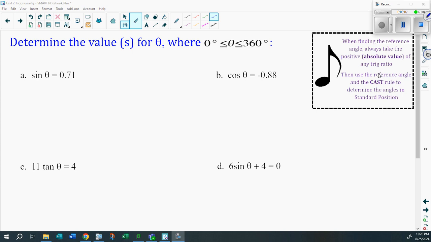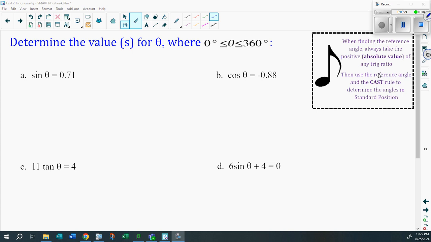So in the last podcast, I gave you some really cool ideas on how to use CAST to determine a reference angle. Now we've got to take this one step further because look at these questions. Remember the last questions we had, CAST rule. It was great because then we had special triangles. These don't look like special triangles to me. These are actually pretty weird looking, right?